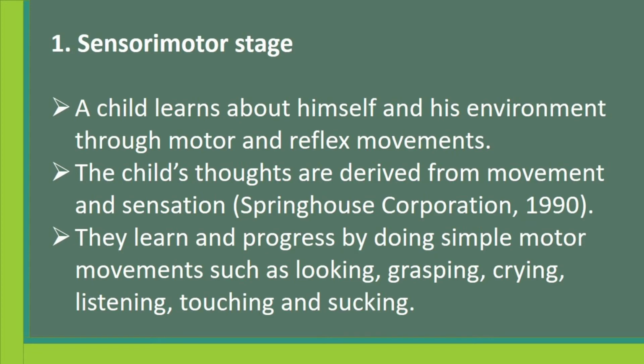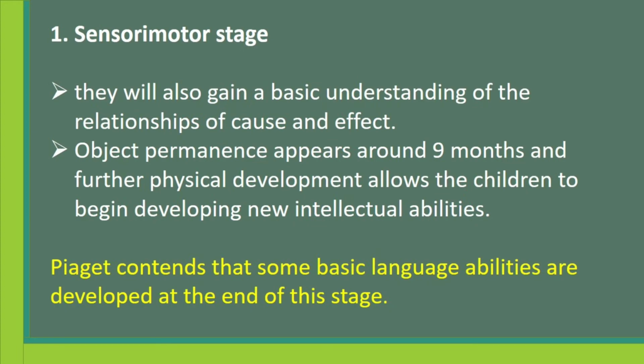The child's thoughts are derived from movement and sensation. They learn in progress by doing simple motor movements such as looking, grasping, crying, listening, touching, and sucking. They will also gain a basic understanding of the relationships of cause and effect. Object permanence appears around 9 months, and further physical development allows the children to begin developing new intellectual abilities. Piaget contends that some basic language abilities are developed at the end of this stage.